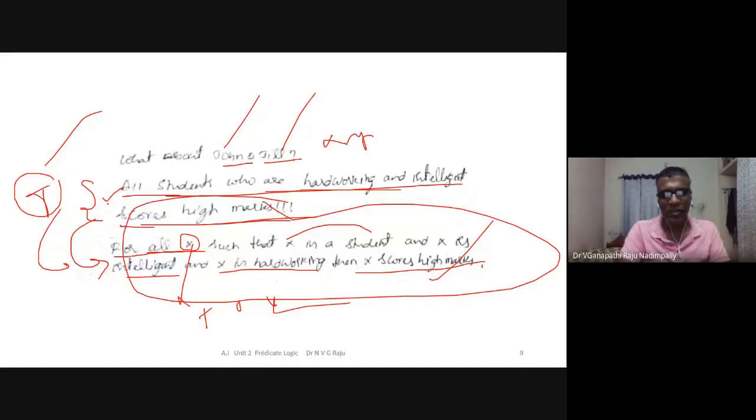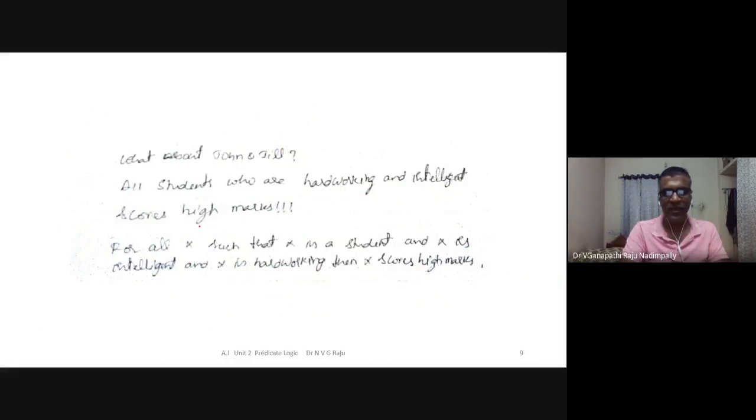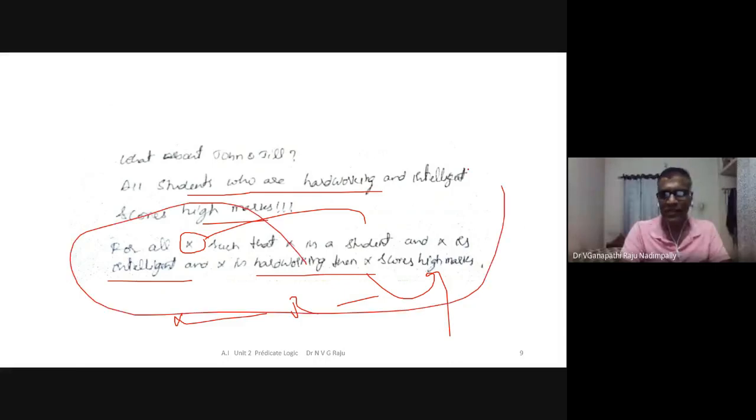specifically propositional logic. Now, if you want to make the same statement generically, you should write it like this: for all X, where X is a student, if X is intelligent and hardworking, then he will get high marks. Where X, you can use any person, Rama, Krishna, Sita, whatever it may be. Now, this is nothing but generalized logic.